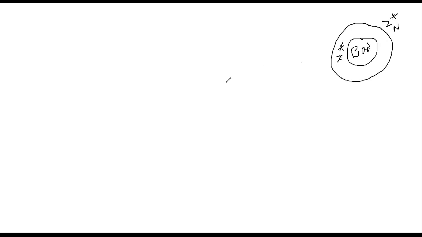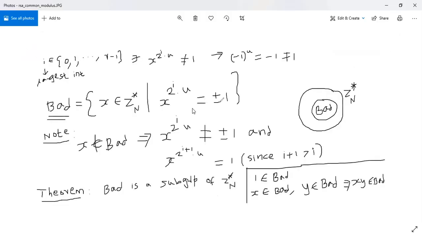We do know a largest i exists such that x power 2^i times u is not equal to 1. Such an i must exist. We proved it earlier. So what does it mean by not equal to 1? It means it could be minus 1 or it could be anything else. For a moment, let's assume this value is not equal to minus 1. In that case, we are done, because in that case, x cannot belong to bad. Remember the definition of bad? Bad contains those elements for which x power 2^i times u must be equal to either plus 1 or minus 1. If it is not equal to 1 and not equal to minus 1, it cannot belong to bad. That's the definition of bad. But on the other hand, what happens if it is equal to minus 1?